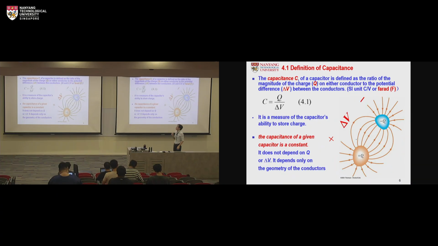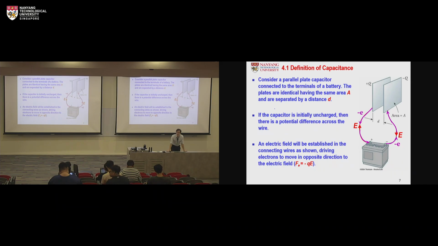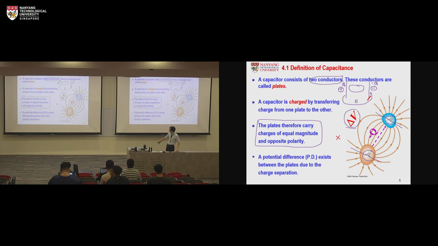And the ratio between these two, Q and delta V, is the so-called capacitance. Capacitance basically is a parameter to quantify how much charge you can store for a given capacitor, or the charge storage capacity. This is how we define capacitance by definition. And so far these are just some basic parameters, basic definitions.